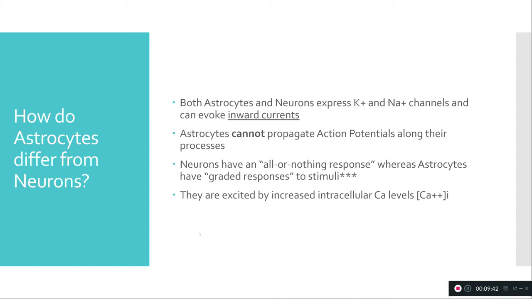So neurons have an all or nothing response. Remember that an action potential has to reach a certain threshold for it to actually propagate, whereas astrocytes have a graded response to stimuli. And that graded response is really important because, again, that helps in how much something is stimulated, how much is not, how much of a reaction occurs, how much metabolism it has, etc. So they're excited by increased intracellular calcium levels. If you remember, calcium is also really important for long-term potentiation, which is how we form memories. So astrocytes probably play a huge role in our ability to efficiently form memories and make memories stronger and weaker.